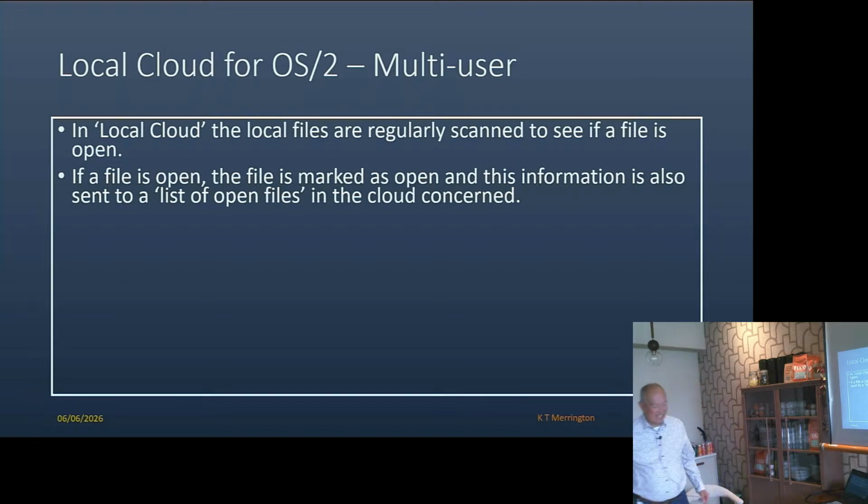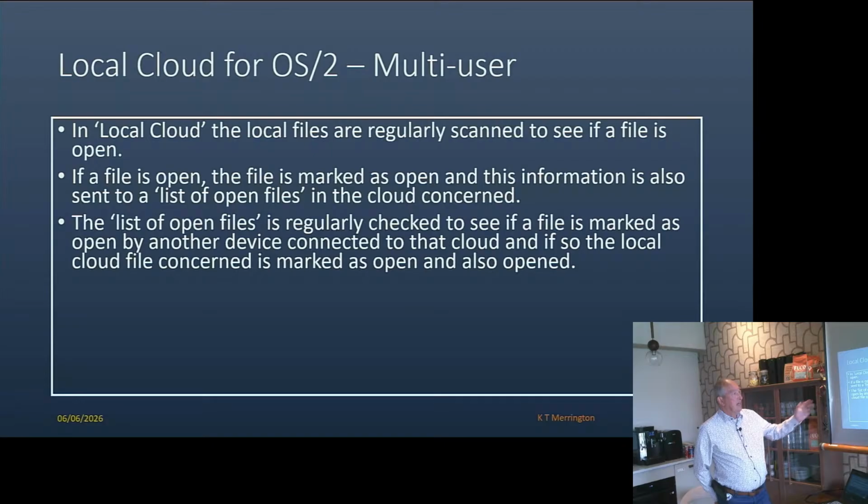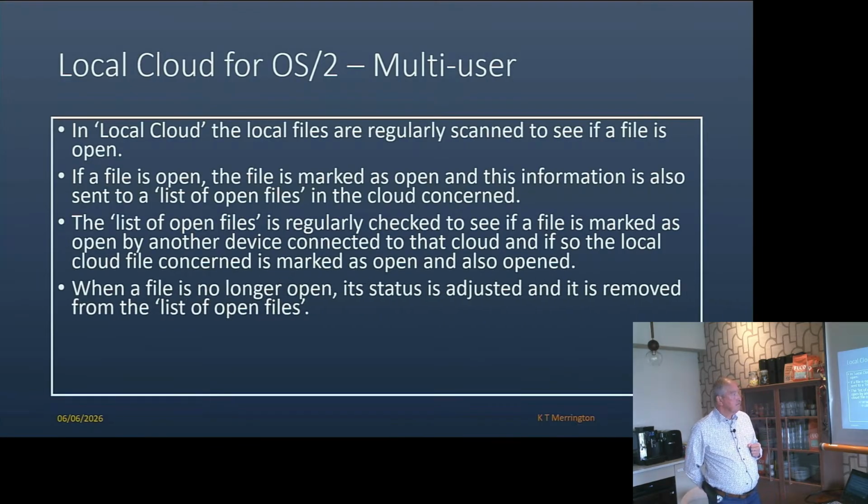Okay, so basically what we're doing is we're writing a list of open files and we know who's opened them. And we check regularly the status of this situation, and we see the device that's opened it, and we see if there is a conflict. When the file is no longer open, this is updated. So we have a dynamic situation.